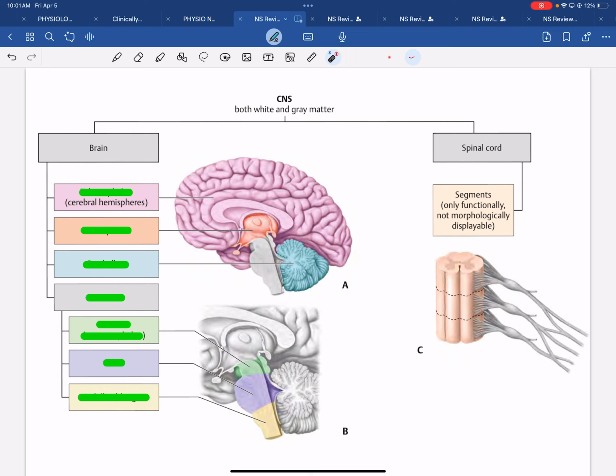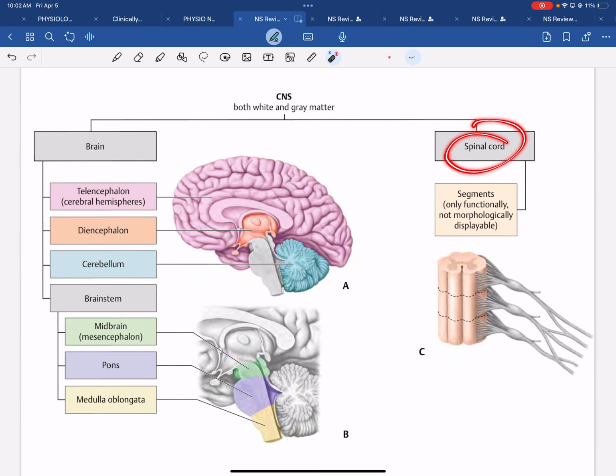What are the four parts of the brain? What is this part? Good, the cerebrum or the telencephalon. This part? Good, the diencephalon. This part? The cerebellum. And then all of this? Good, the brainstem. But the brainstem has more parts. What is this part? Good, the midbrain. This part? Good, the pons. This part? Good, the medulla oblongata. Good.